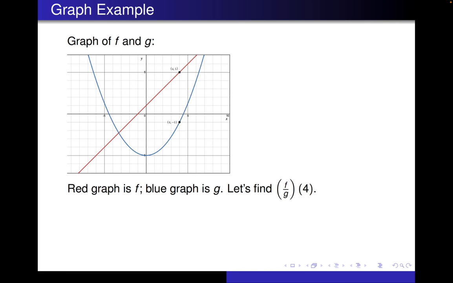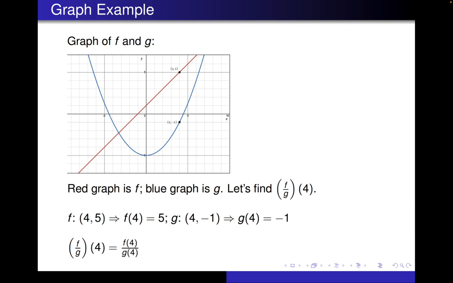And again, I'll tell you what those points are. For the red graph, we get x equals 4, y equals 5, which means that f of 4 equals 5. For the blue graph, we have x equals 4, y equals negative 1, which means that g of 4 is equal to negative 1. And now finding f over g of 4, we're just going to put in f of 4 on top, g of 4 on the bottom. f of 4 is 5, g of 4 is negative 1, and that gives us negative 5.